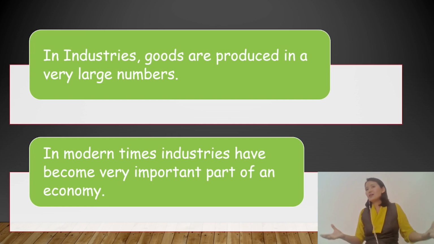Now look around yourself. You can see a variety of goods here. All these goods are made by industry. So in modern times, industry has become a very important part of our life. Without industry, we cannot imagine our life. Without industry, all these goods won't be here. So industry is very important. Now in the next topic, we will discuss a few points about the importance of manufacturing industries.